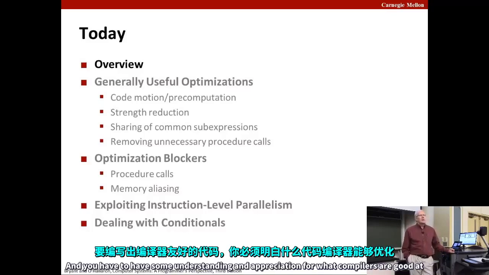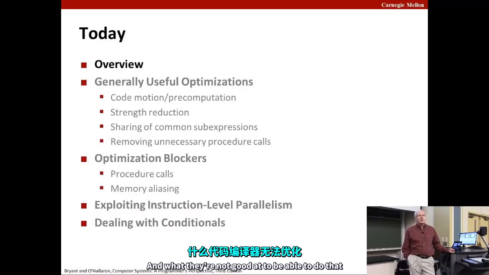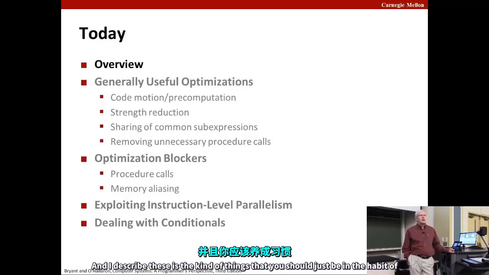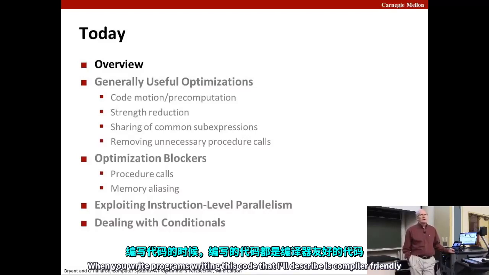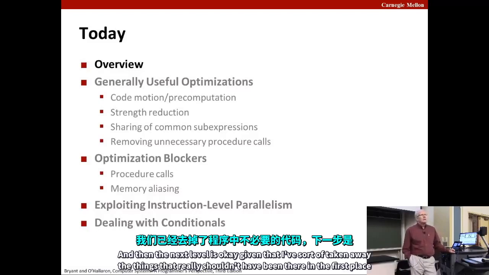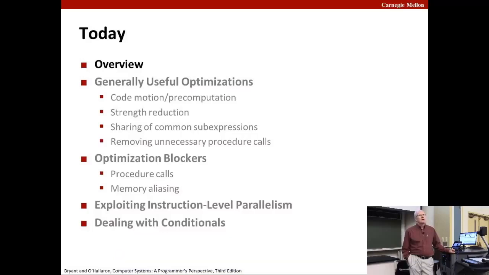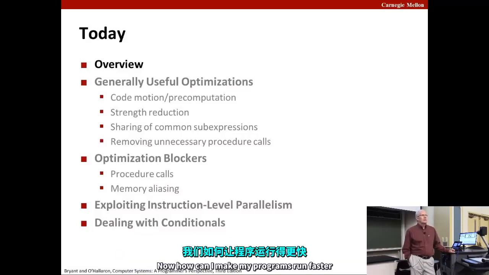And you have to have some understanding and appreciation for what compilers are good at and what they're not good at to be able to do that. I describe these as the kind of things that you should just be in the habit of when you write programs, writing code that I'll describe as compiler friendly. And then the next level is, okay, given that I've taken away the things that really shouldn't have been there in the first place, now how can I make my programs run faster?